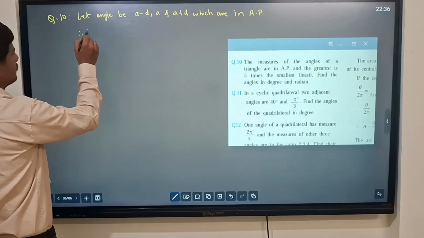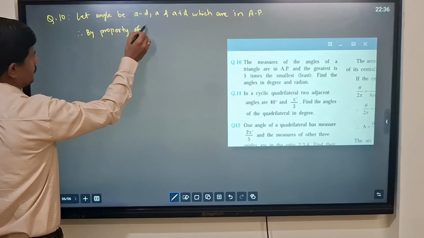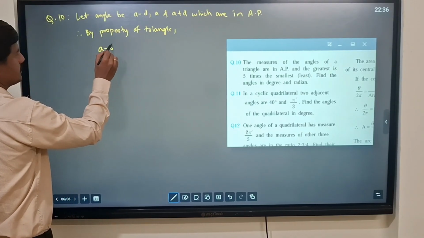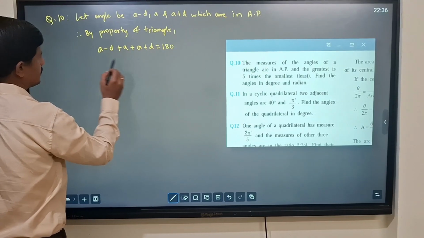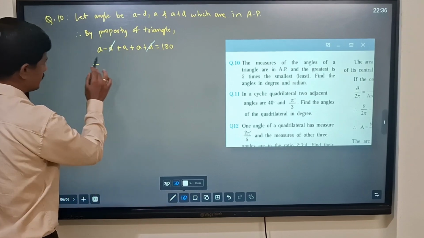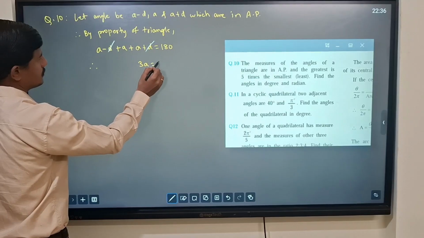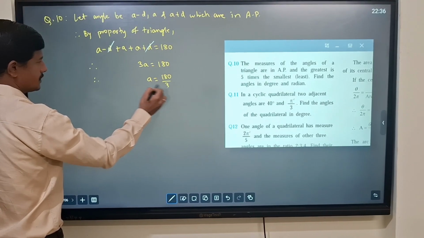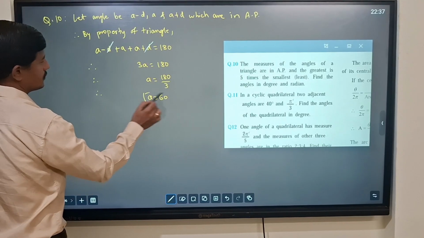Therefore, by property of triangle, A minus D plus A plus A plus D is equal to 180. Therefore, this D cancel. Therefore, A plus A plus A, 3A is equal to 180. Therefore, A is 180 by 3. Therefore, A is equal to 60. Okay.